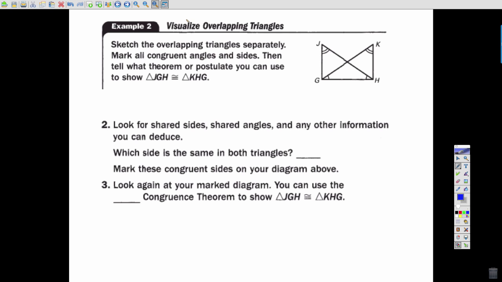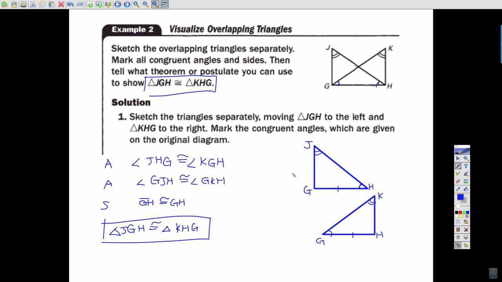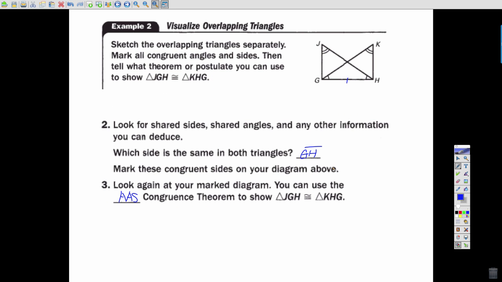Which side is the same in both triangles? We already talked about it. That's GH in the previous slide. And then look at your marked diagram. You can use the theorem to prove that. I think we used AAS. We have two angles and a side to prove that these two are congruent, right? We have AAS. Yep, that's exactly right.